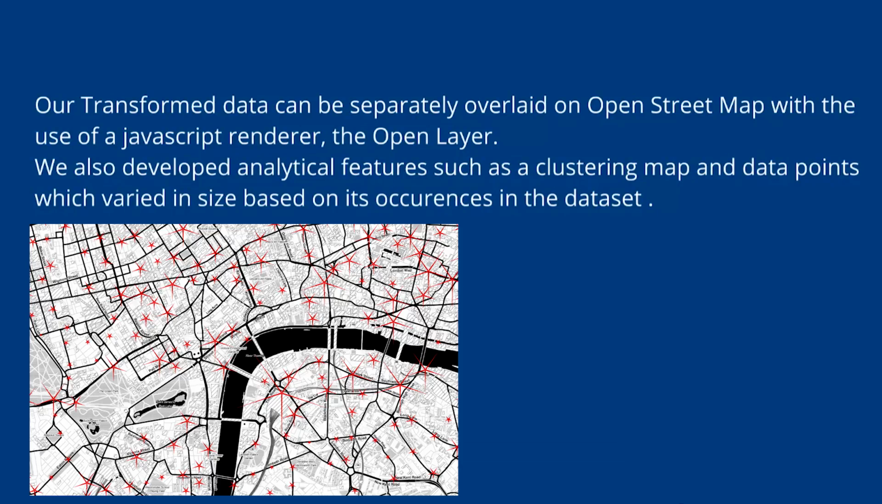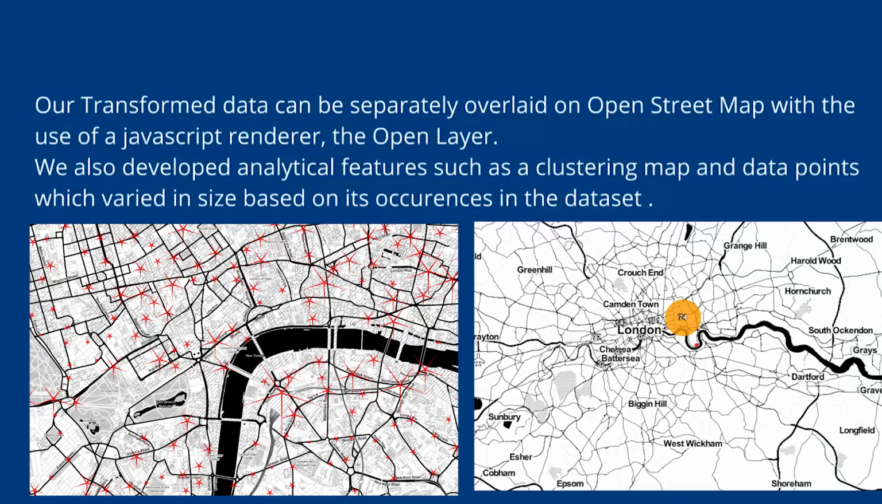Our transformed data can be separately overlaid on OpenStreetMap with the use of a JavaScript renderer, OpenLayers. We also developed analytical features such as clustering map and data points, which vary in size based on their occurrences in the dataset.